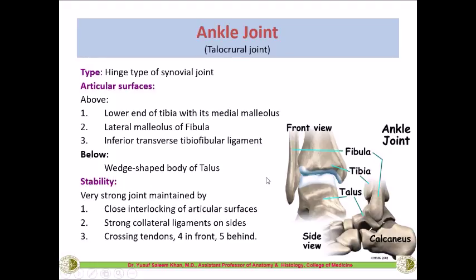Stability of the joint. This is a very stable joint, and it is maintained by close interlocking of the articular surfaces. These bones are in very close proximity to each other, and they interlock each other. The close interlocking of the articular surfaces of the three bones, strong collateral ligaments on the sides, as well as the crossing of the long tendons coming from the anterior compartment and the posterior compartment of the leg, will all stabilize this ankle joint. Four tendons are in the front, coming from the anterior compartment, and five from behind, coming from the posterior compartment.